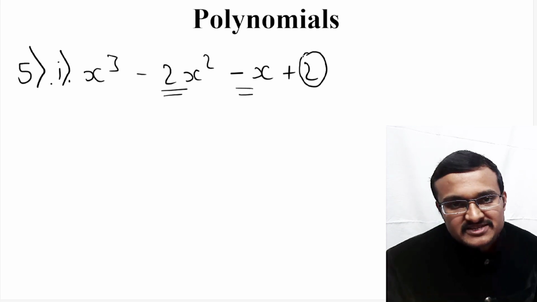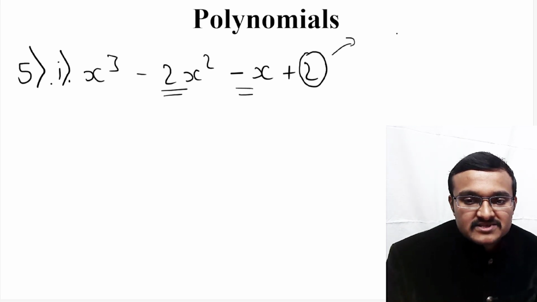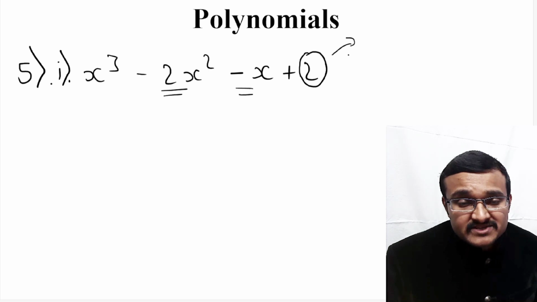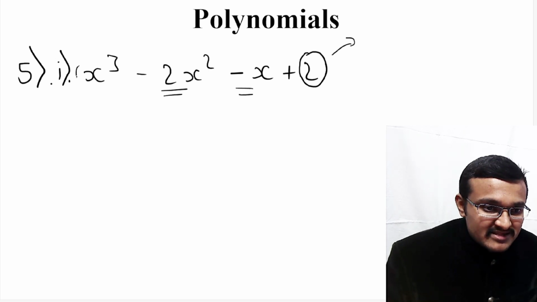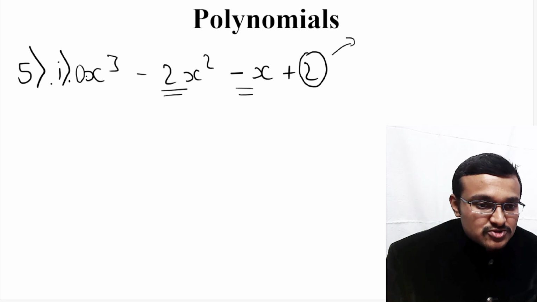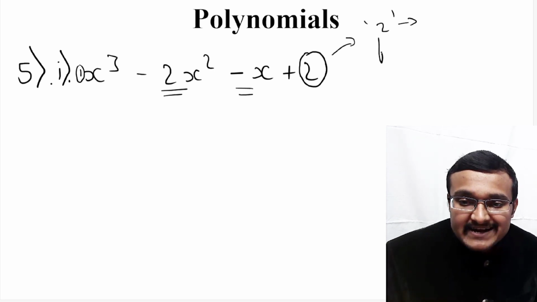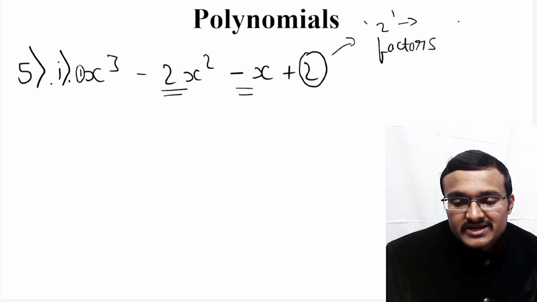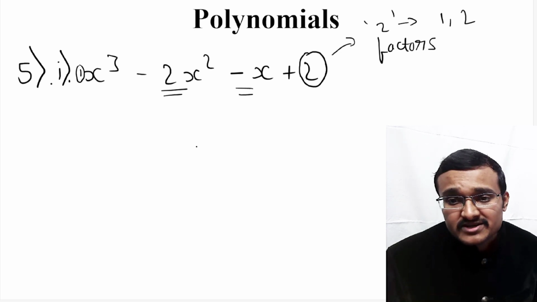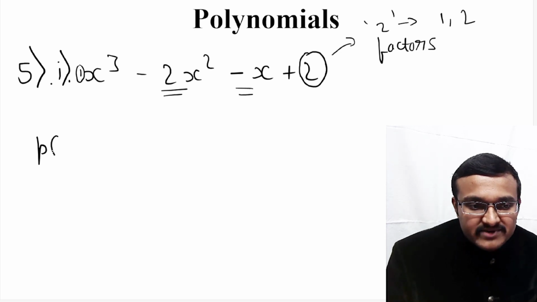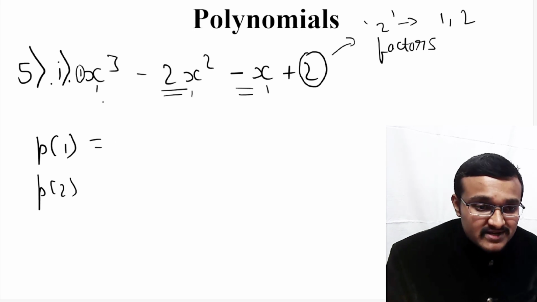Always remember the constant which is there. Try to find the factors of this constant, and you also have to consider the coefficient of x cube. Here the coefficient of x cube is 1, so 2 into 1 is 2. Now you have to find the factors of this 2. 1 and 2 are the factors of 2. Now you have to see which will give you 0: whether p of 1 or p of 2 gives 0. So you substitute 1 in place of x and also substitute 2 in place of x.